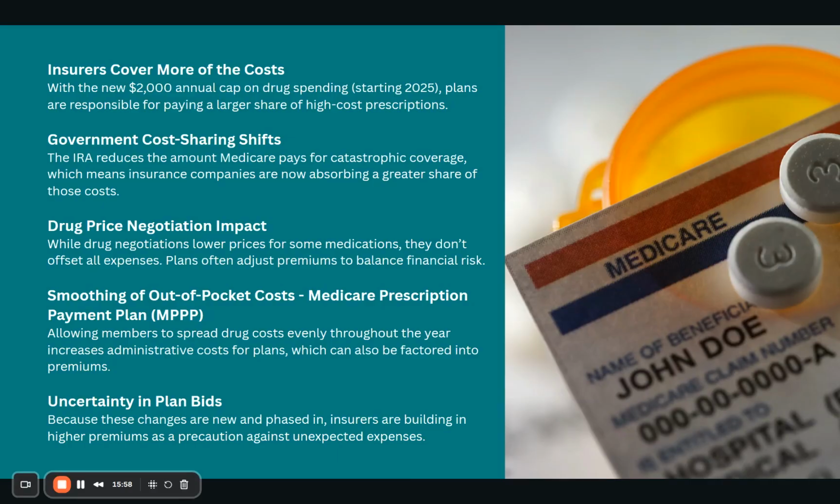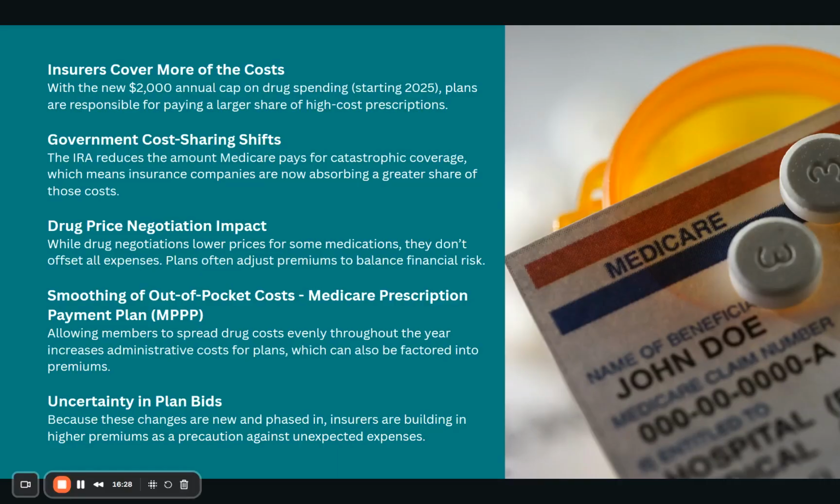Government cost sharing shifts. Yes, the Inflation Reduction Act reduces the amount Medicare pays for catastrophic coverage. In 2024, if you hit the catastrophic phase of your drug plan, you still had a 5% co-insurance up to your true max out of pocket for the year. That's gone away. And also, bye-bye to the donut hole. Some of you remember that, right? So that's contributing.